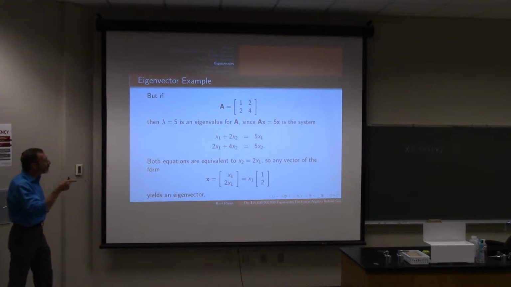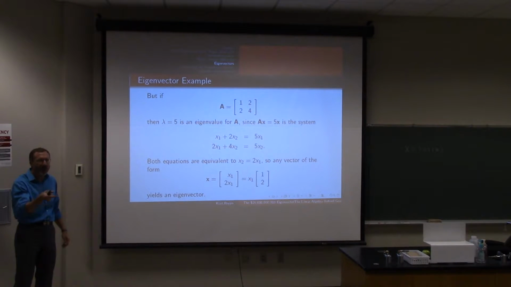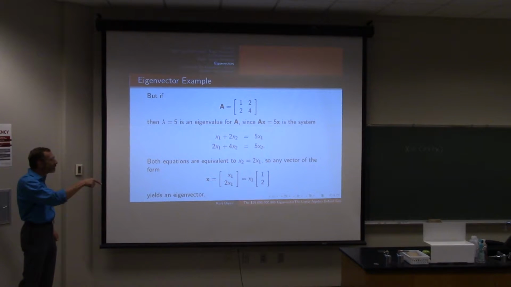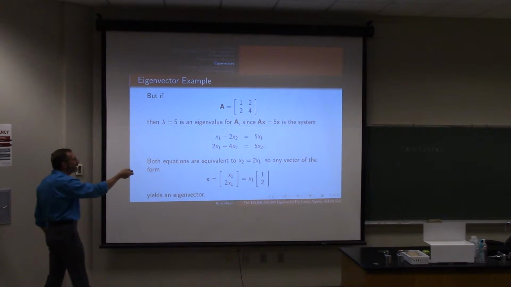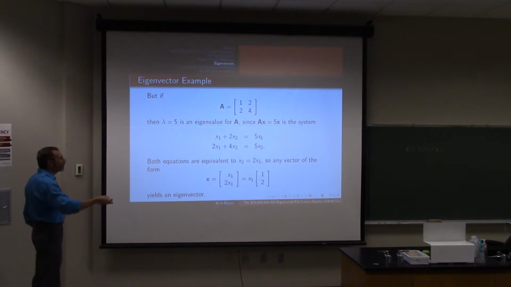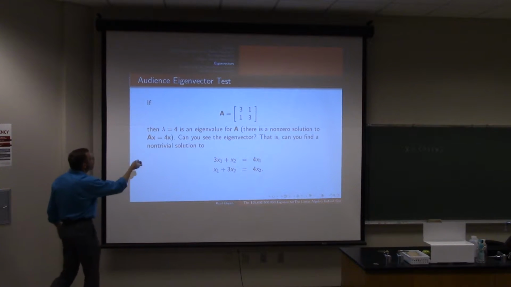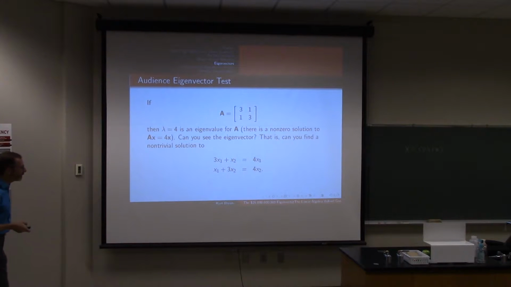Now bear in mind, for Google's PageRank algorithm, we are concerned with eigenvalues of 1 for the matrix. But it pays to understand that there could be other eigenvalues for the matrix. So here's a little audience test just to see if you're awake.